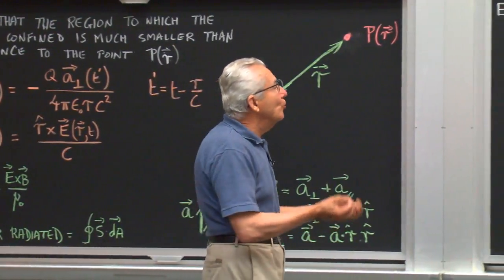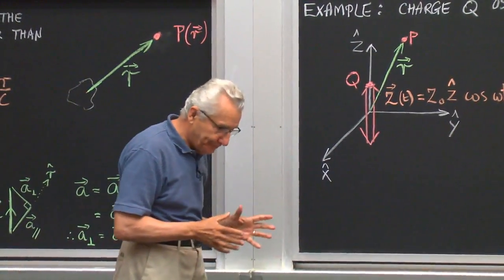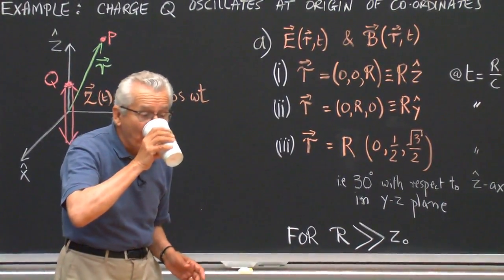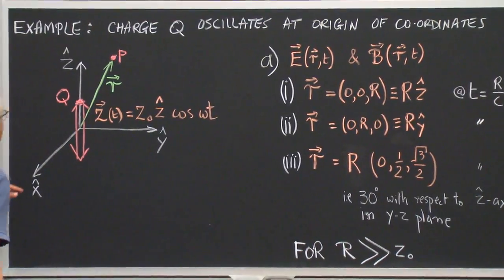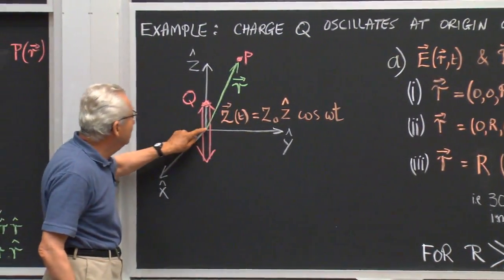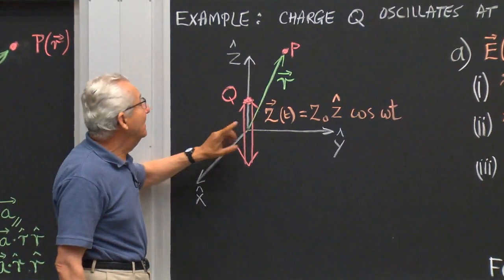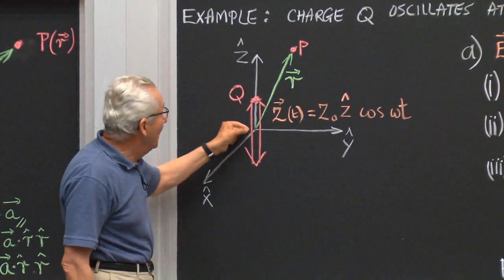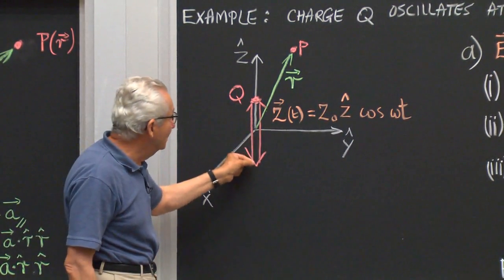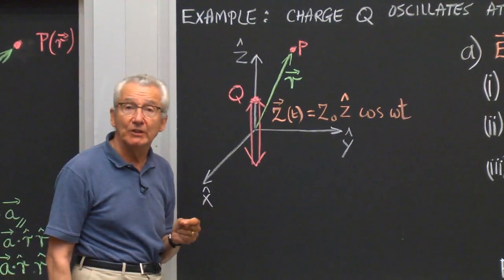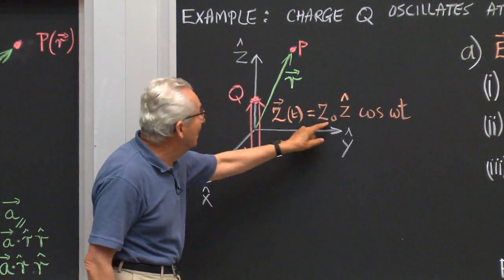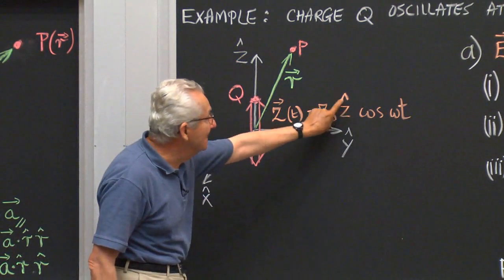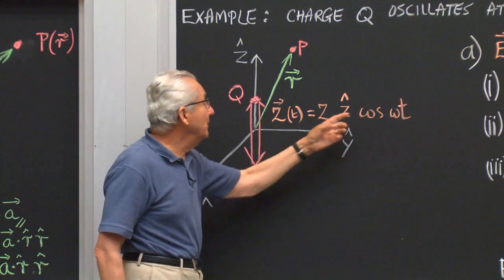So now let's take a concrete example. I'll take a single charge, Q. Okay, so I have a coordinate system. Here's my origin of coordinates. And I'll take a charge here, of magnitude Q, moving up and down sinusoidally. So it's given by the amplitude z0, moving along the z-axis, cosine omega t.